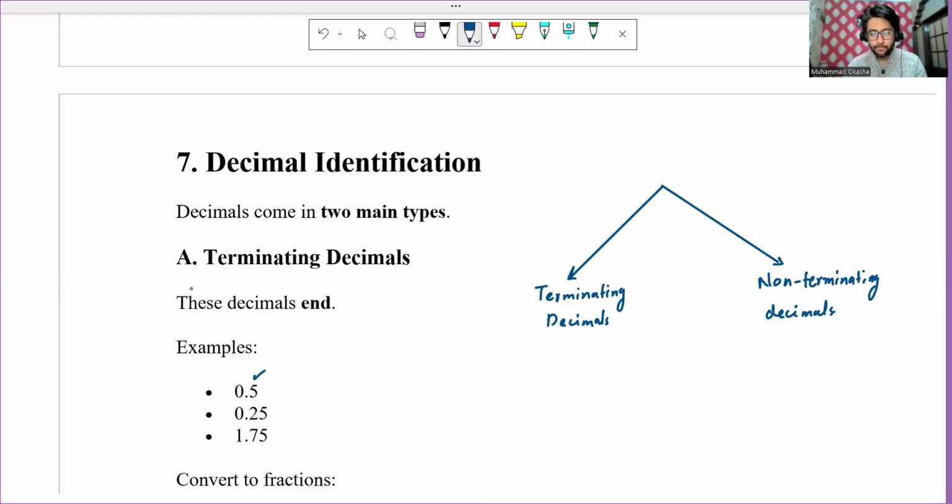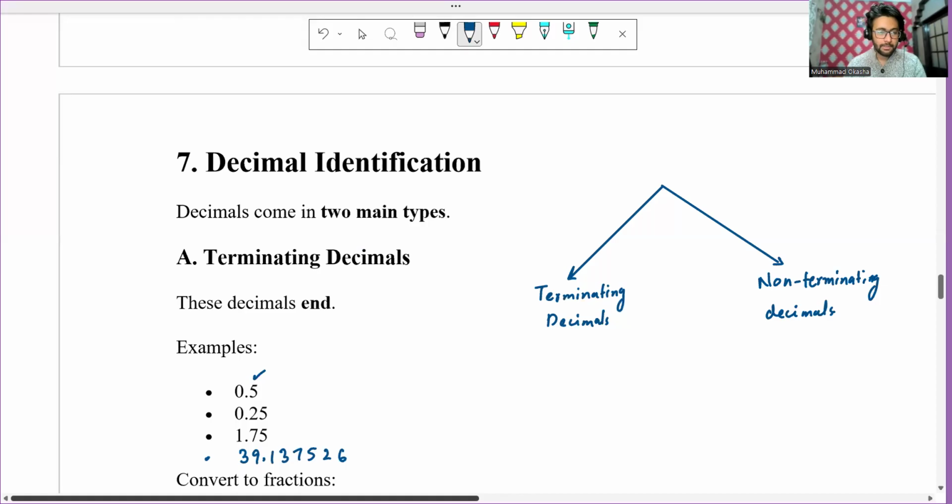Okay, 0.25. Even if you have a decimal as long as you want, for example, if you have a decimal like 39.1375526, it's also a terminating decimal. No matter how long it is, it stops at a certain point. So if you have a decimal that stops at a certain point, it doesn't keep on going, it's a terminating decimal. Okay.